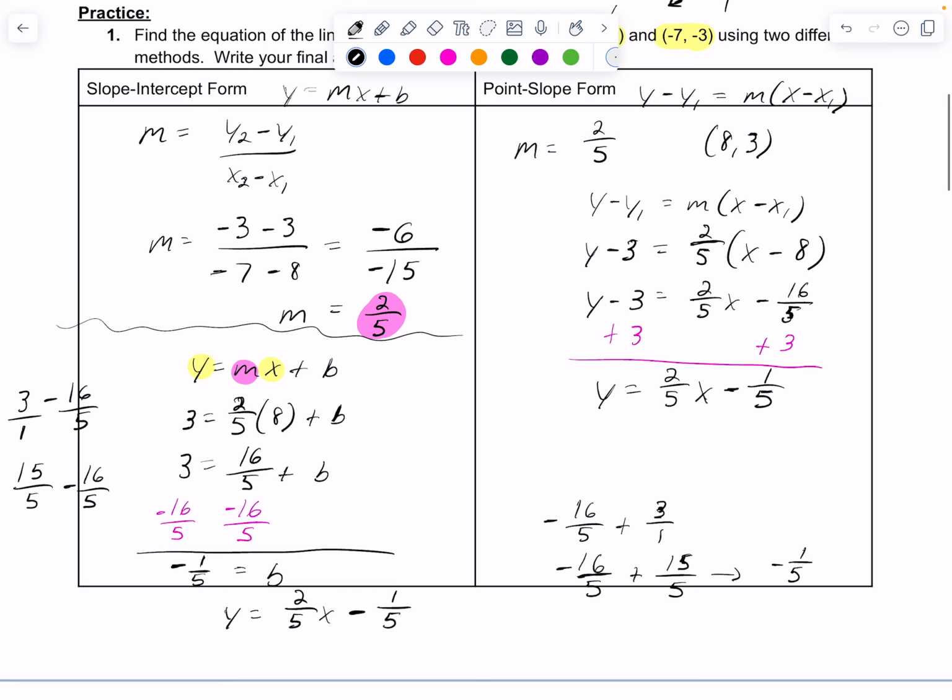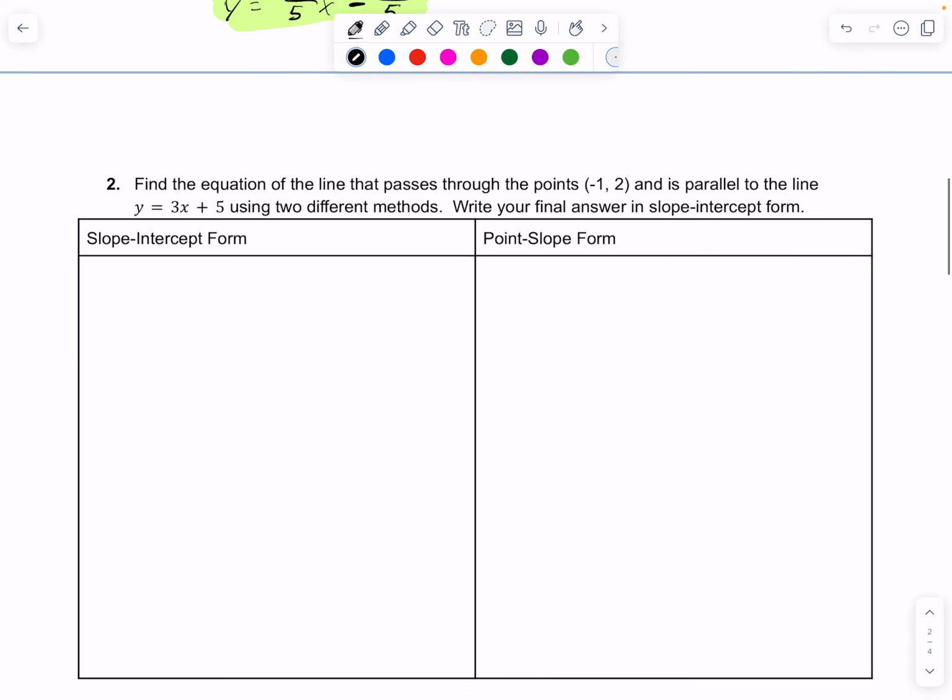Okay? So that's the way to do this either way, slope-intercept form or using point-slope form. What we're going to talk about in class, and I'll remind you right now, is if you were to type this into a Desmos graphing calculator, you would actually get the exact same line. Those are exactly the same, they're just in different forms. All right? Okay, let's go to number 2.